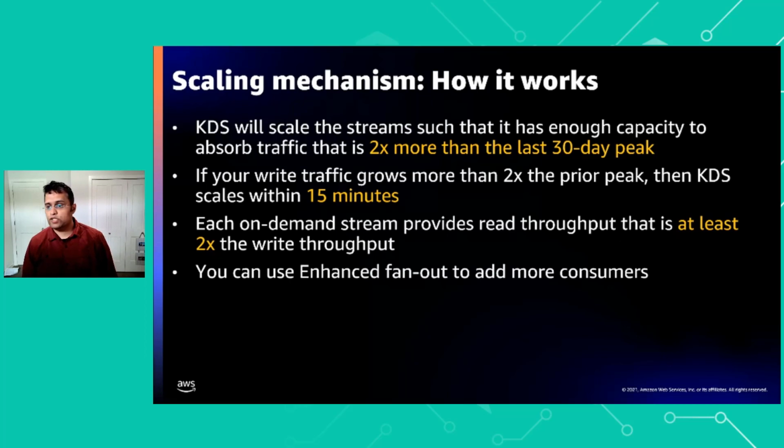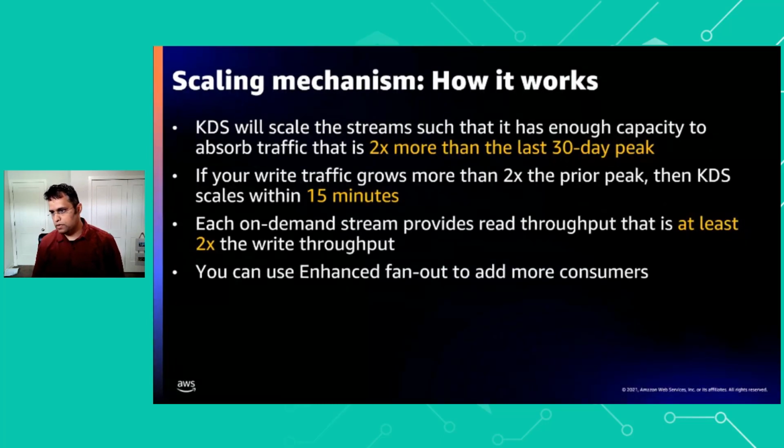Also, each on-demand stream provides you at least 2x the read throughput as much as the write throughput that you have. So that enables you to use one consumer for each stream. Now, if you want to add more than one consuming application and really get predictable performance, you can use the enhanced fan-out feature. Just to recollect, enhanced fan-out is the capability provided by KDS to be able to add more than one consuming application to a Kinesis data stream.